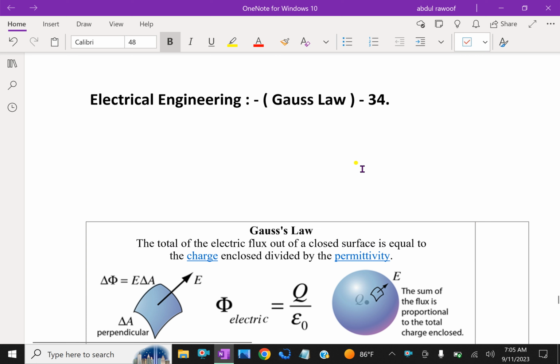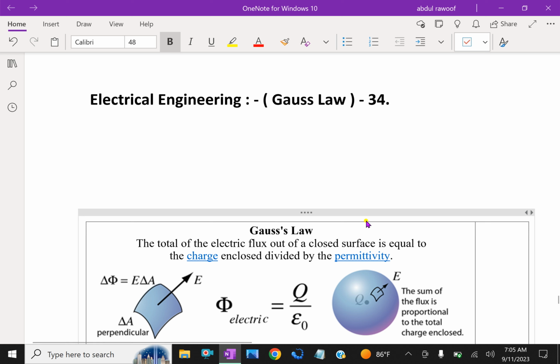Consider a point charge Q lying at the center of a sphere of radius r, which surrounds it completely. Here, the total number of tubes of flux originating from the charge is Q and are normal to the surface of the sphere. The electric field E, which equals Q over 4 pi epsilon 0 r squared, is also normal to the surface.